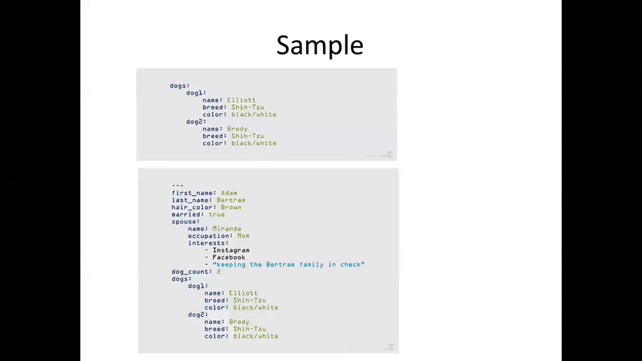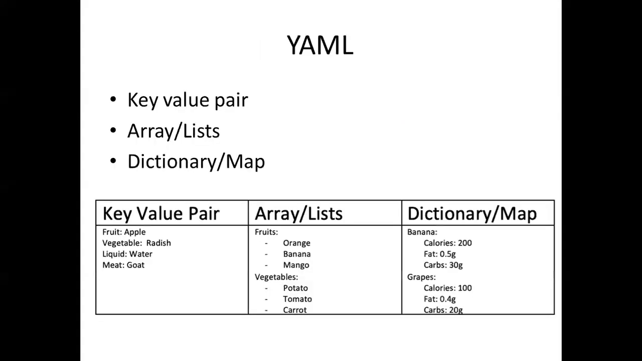For example, in YAML, let's say you have an animal, dog. There are two types of dogs. This is how you define dog 1 and dog 2. Also, if you look at the second bottom section, in case there's a person with a name, first name, last name, spouse, how many dogs, everything can be written this way in the YAML language.